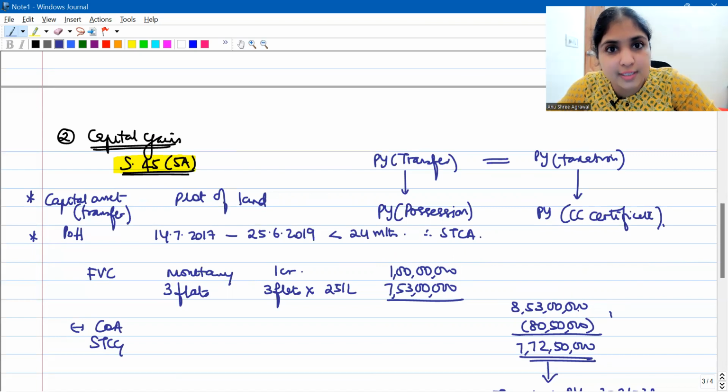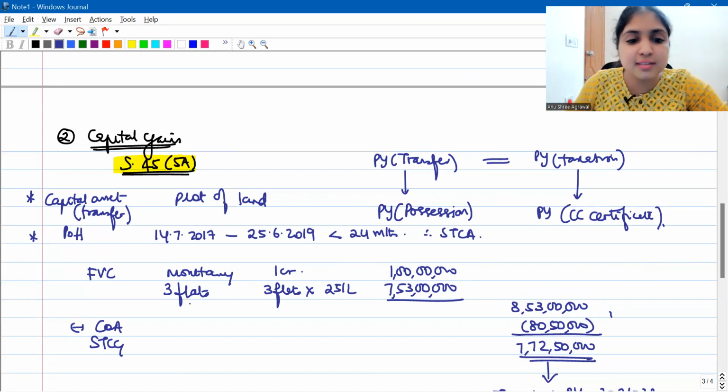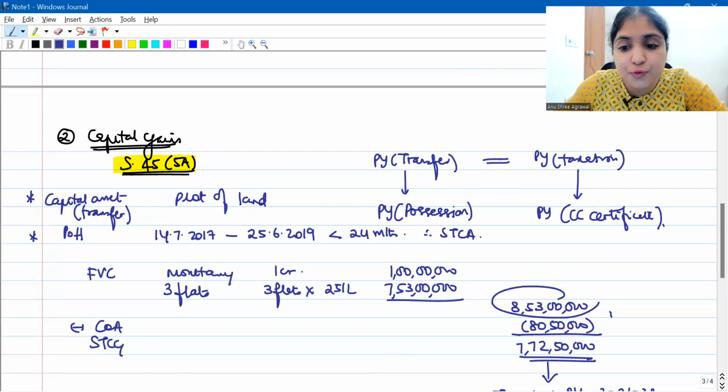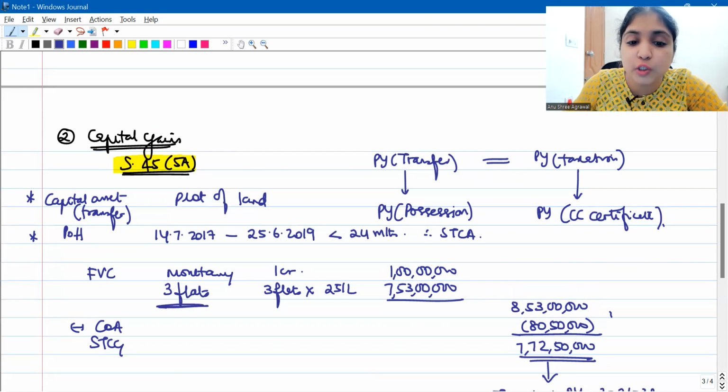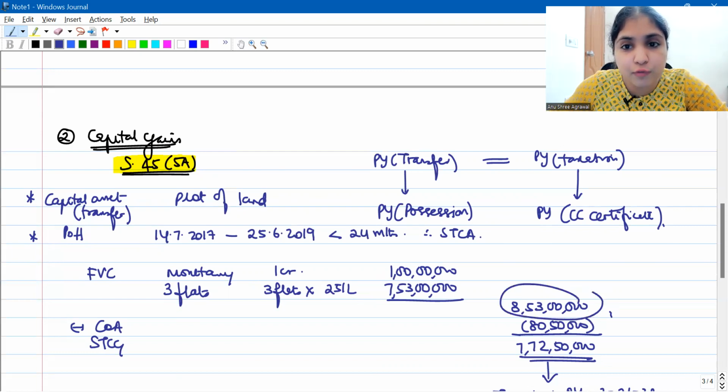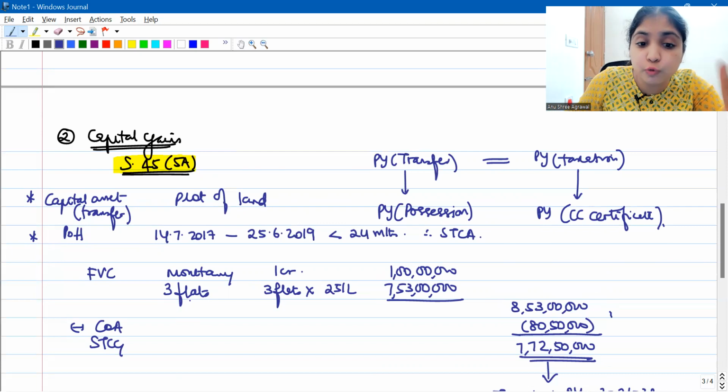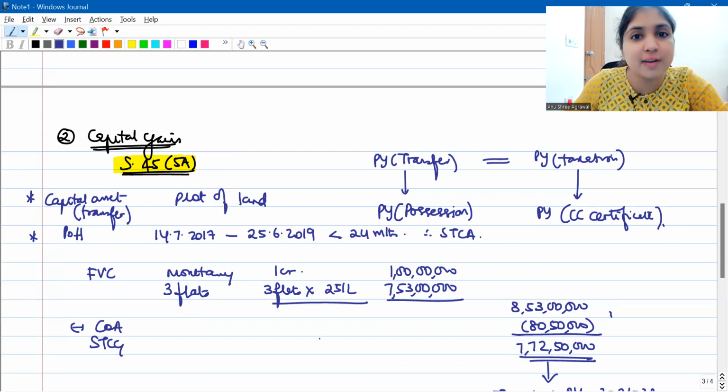in this full value consideration how much is the component of the 2 flats. Each flat's component is 2 crore 51 lakh. So in this 8 crore 53 lakhs, what is the component of the 2 flats? 2 flats into 2 crore 51 lakh.